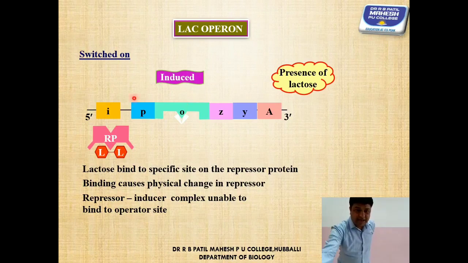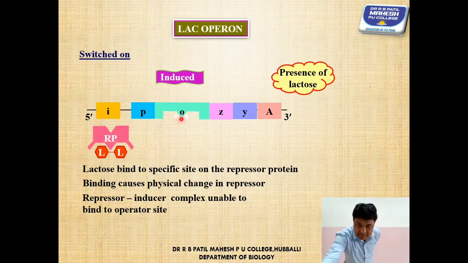Look at here. In the absence of inducer, this repressor protein goes and binds to the operator gene. So as a result of this, these genes are switched off. In the presence of lactose, what happens? The repressor protein goes and binds to the inducer, and automatically what happens? This repressor protein is unable to bind the operator site. As a result of this, the structural genes get activated.